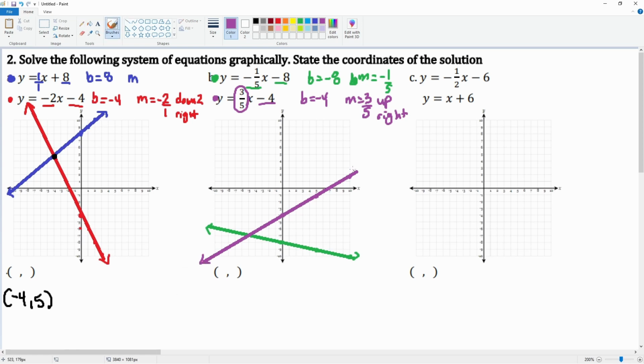Once you extended the line, you look at its intersection. This looks like the intersection right here. That looks like the point -5 comma -7.